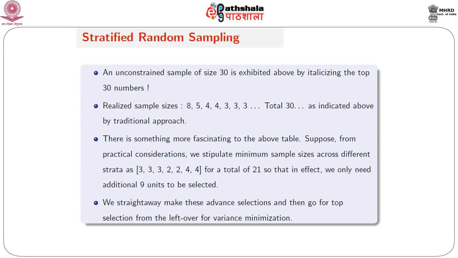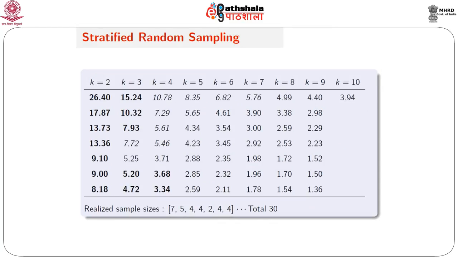So for example, 3332244, those are the things mentioned here. All the figures marked in bold refer to the selection subject to the constraint of having 3 from the first stratum, again 3 from the second stratum, and so on. And after that, once all these 21 have been picked up, the remaining 9 are picked up again by referring to the remaining part of the table and making top selection. That gives you 10.70, 7.72, 8.35, 7.29, etc.